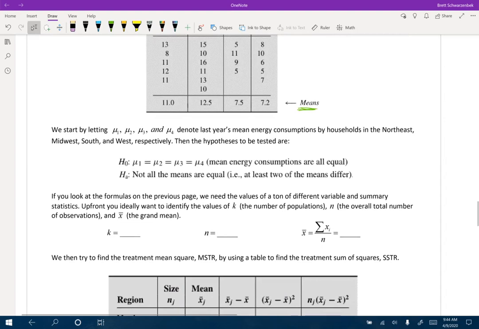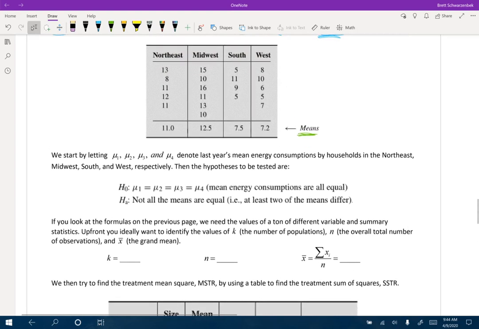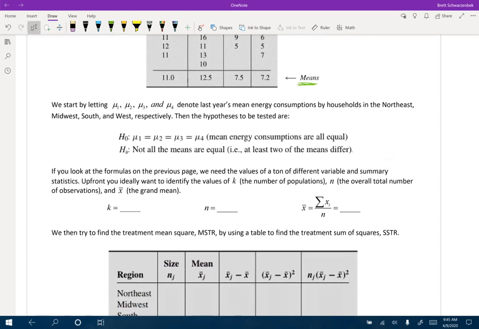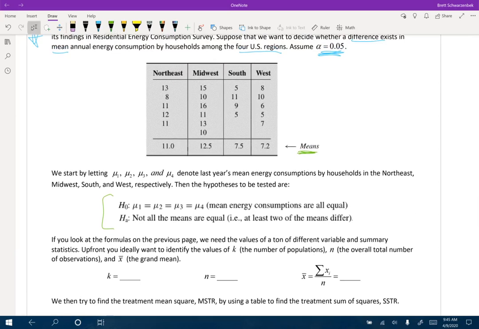We're going to start by letting the 4 means denote last year's energy consumption by household in our 4 regions, which is our factor. So what are the hypotheses? What do they look like in an ANOVA? Well, the null is going to look very similar to the 2-sample t, except there are going to be 4 of them, signifying the means are the same: mu1 equals mu2 equals mu3 equals mu4. By the way, other textbooks, just like I've spoken of before, would use, let's say, N, M, S, and W instead of the subscripts 1, 2, 3, and 4.